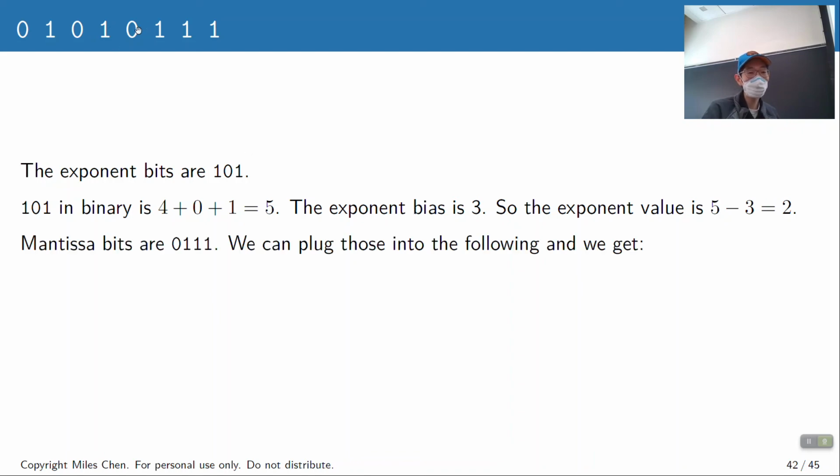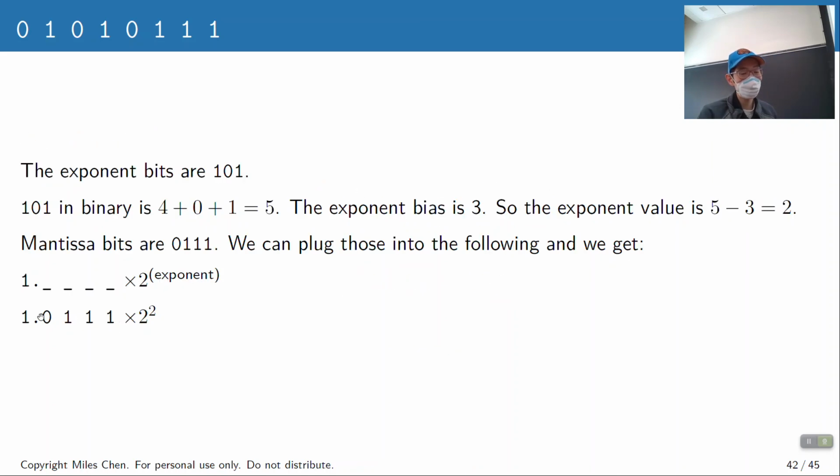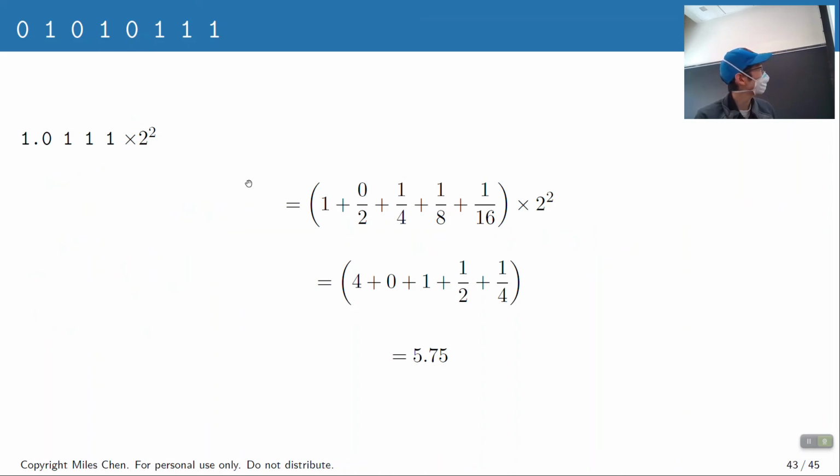The mantissa bits are 0, 1, 1, 1, so this becomes 1.0111, and then we have 2 to the 2. So if I do this, we're going to have 1 plus 0 halves, 1/4, 1/8, 1/16, multiplied by 2 to the 2. So we have 4 plus 0 plus 1 plus 1/2 plus 1/4, and I get 5.75.